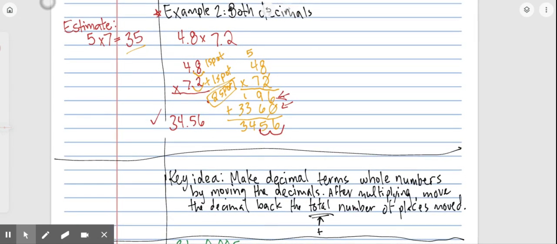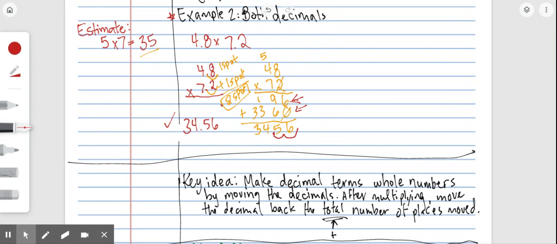So our key idea today is very similar to the key idea from yesterday. The key idea is make decimal terms whole numbers every time you have a decimal in multiplication. For multiplication. I know I left out an L. Hold on. Multiplication. By moving the decimals. So we moved it for 4.8 and we moved it for 7.2. After you multiply, move the decimals back in the total number of places moved.